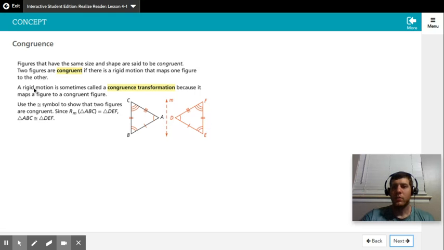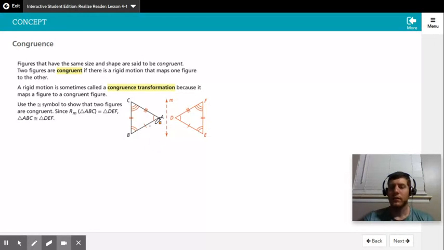A rigid motion, which we talked about last unit, so that's your reflections, your rotations, and your translations, is sometimes called a congruence transformation because it maps the pre-image to the image, and the pre-image and the image are going to be congruent. So we use the congruent symbol here when our two figures are congruent. So triangle ABC is congruent to triangle DEF. Okay, a couple things we notice here.